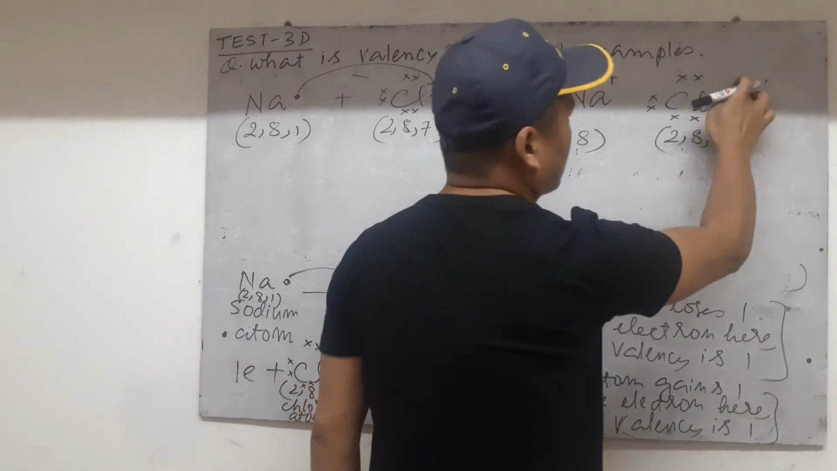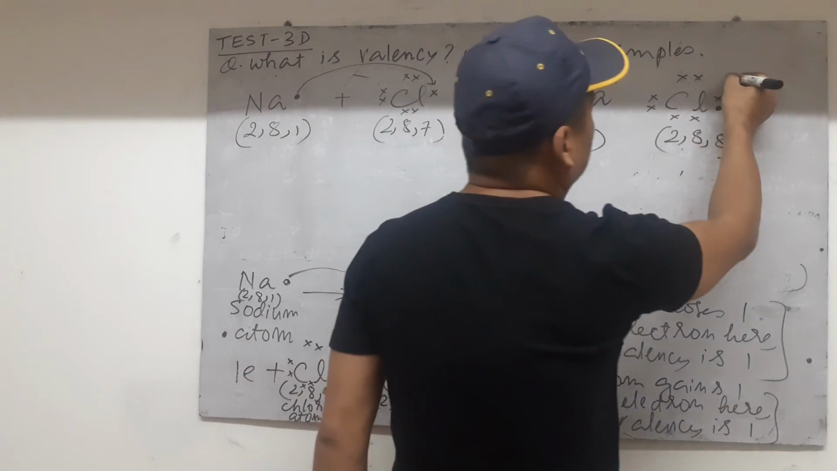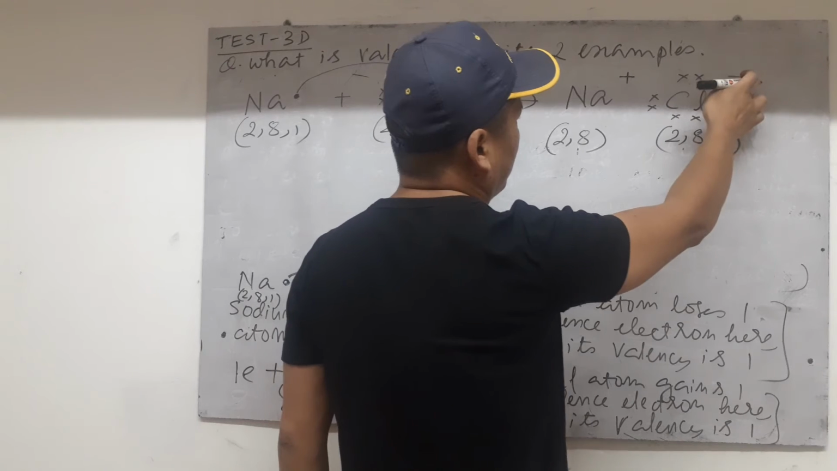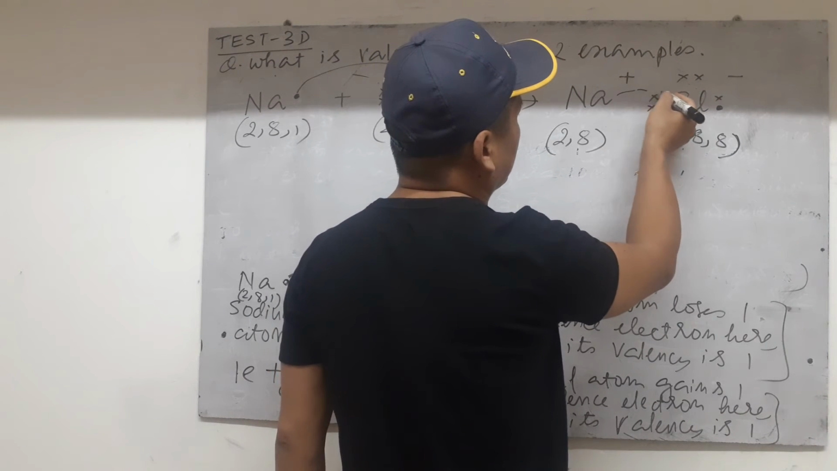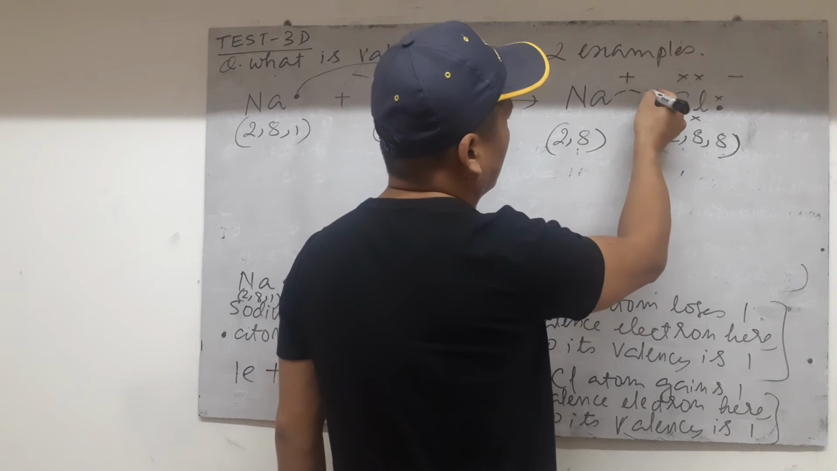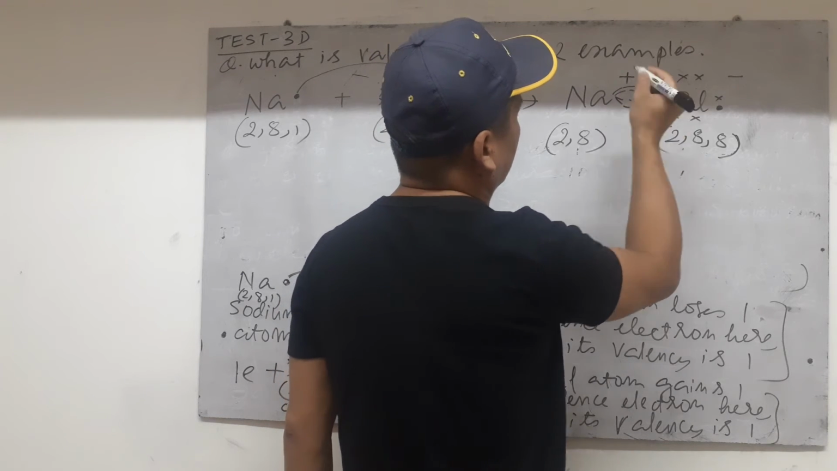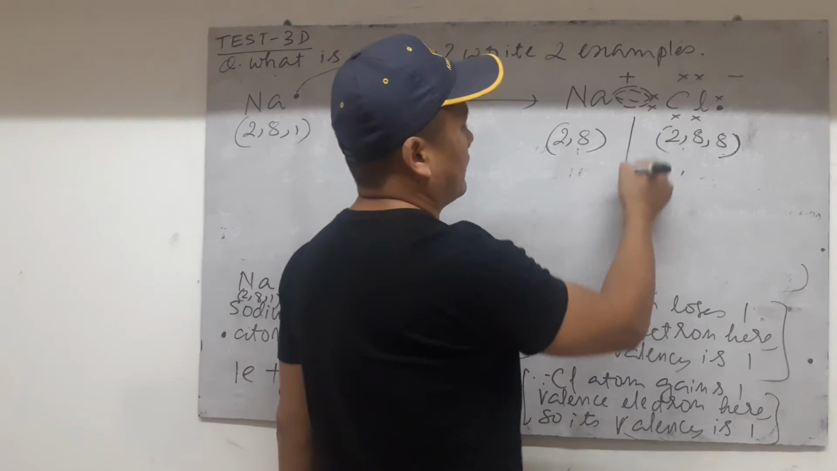So because of this, there is a negative charge and a positive charge: it lost 1 electron, so positive, and it gained 1 electron, so negative. A force will be formed between these two, like this, attraction. This is called electrostatic force.